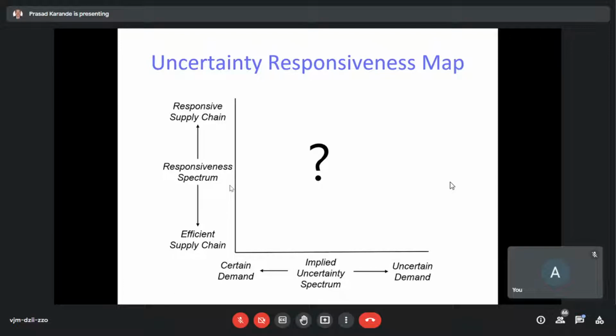Can you just think and let me know? How could this graph be? This is less uncertainty, or more certainty. This is high uncertainty. This is high responsiveness. Yes, are you getting my question? This graph is inversely proportional, right? Yes, it is inversely proportional, but how can I plot a graph here?